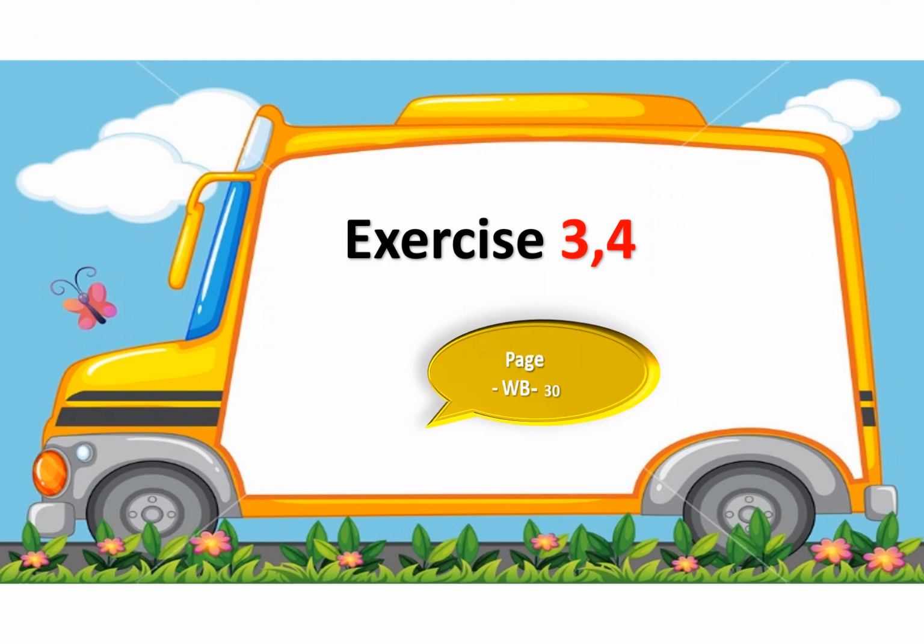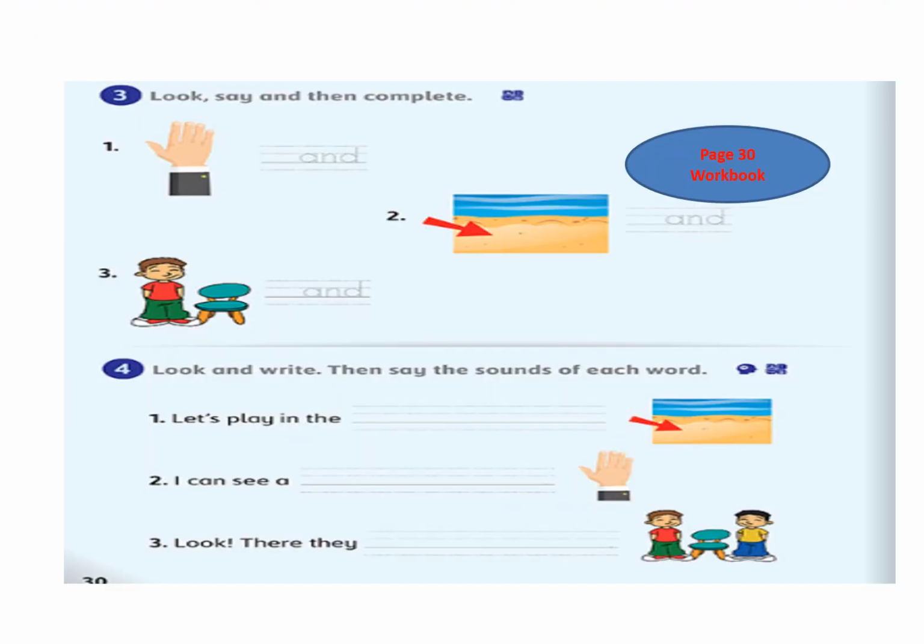Exercise 3 and 4. As we see, there is an exercise in front of us in the workbook. Look, say and then complete. All these words end in AND. The exercise after it: look and write, then say the sound of each word. Okay? Let's play in the blank. I can see a blank. Number 3, look, there, they, blank. Have your time.